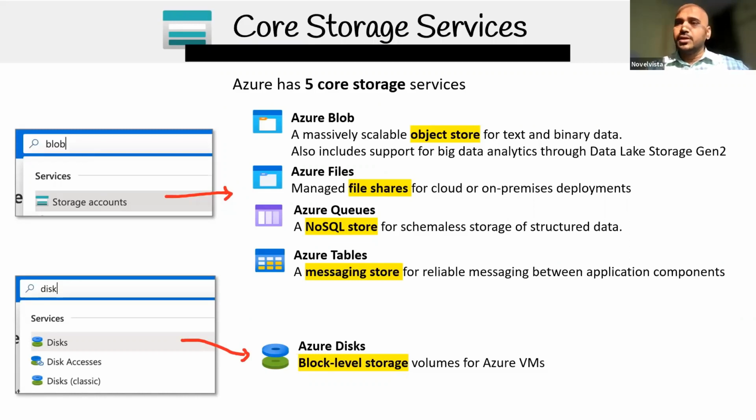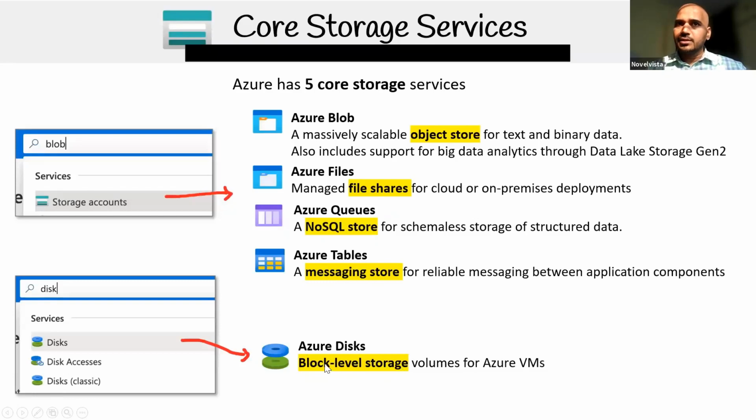They are non-relational. I will not get into the details of it. So if you need a NoSQL store, if you have some data which is schema-less, which does not have relations, you can actually use Azure Queues for it. Then Azure Tables, a messaging store for reliable messaging between application components. So that's Azure Tables. Then comes the Azure Disk, which is block level storage volume for Azure VMs.